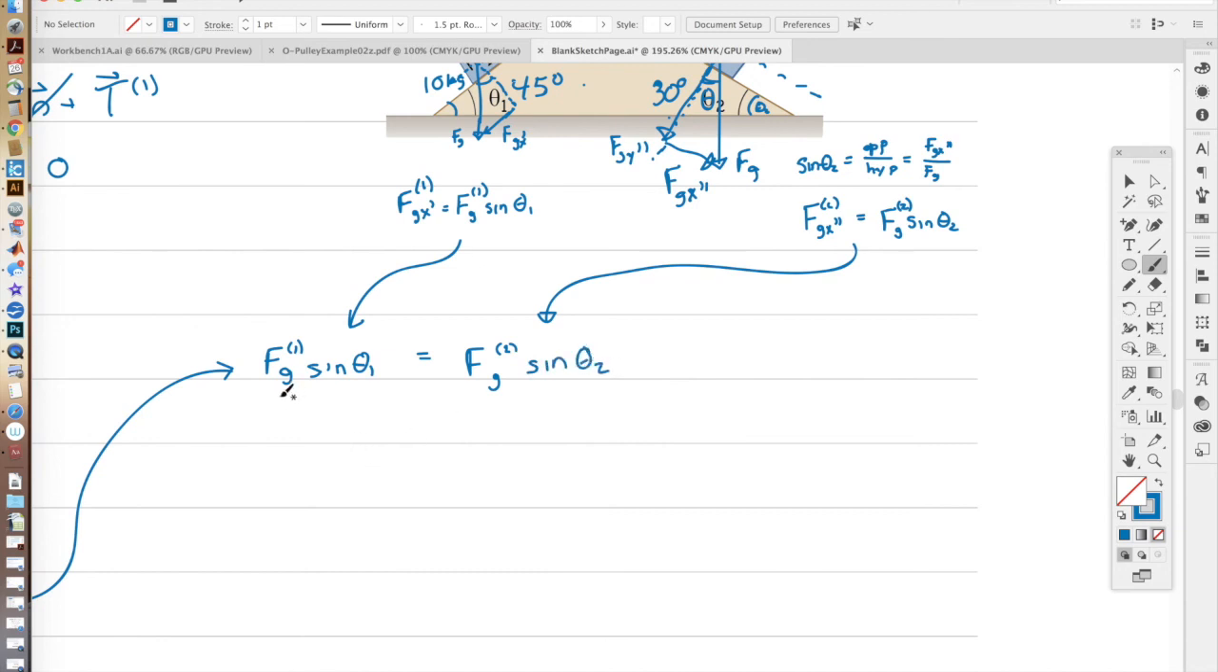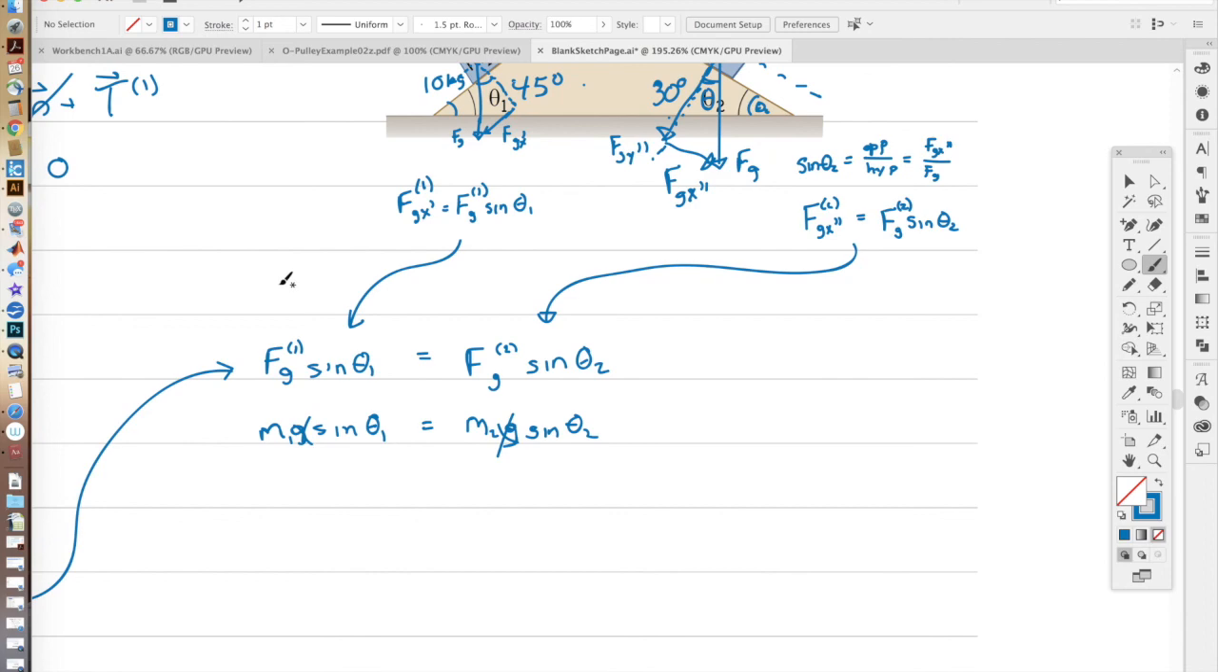But we know what the force of gravity is. It's just mass times gravity, so this would be mass 1 times gravity times sine of theta 1, which must be equal to m2 little g sine of theta 2. The g's cancel. Cross those out. And so now we're going to solve for m2.